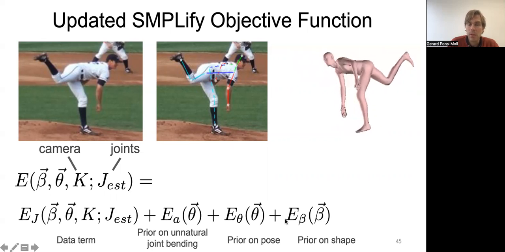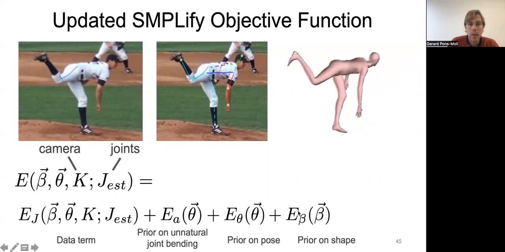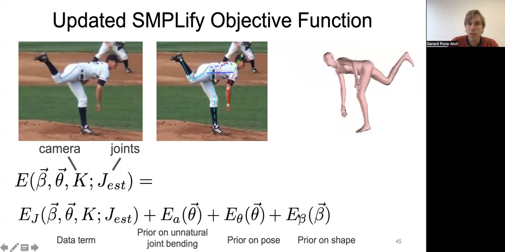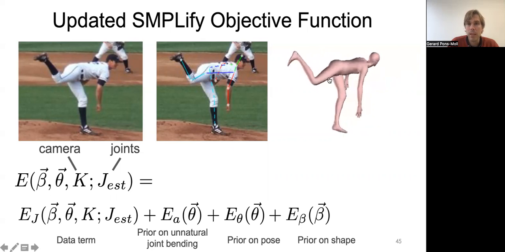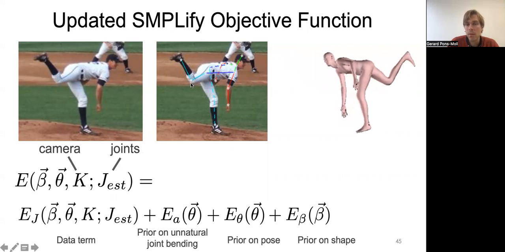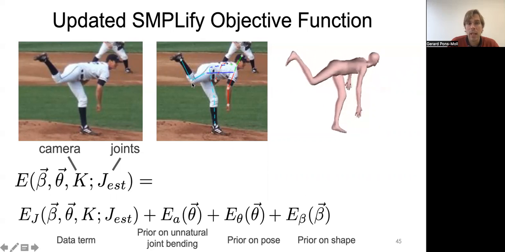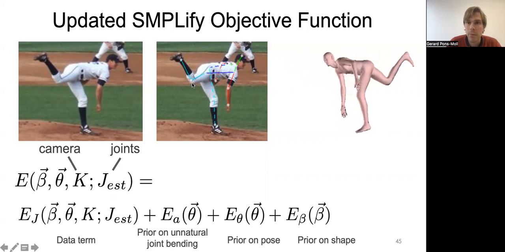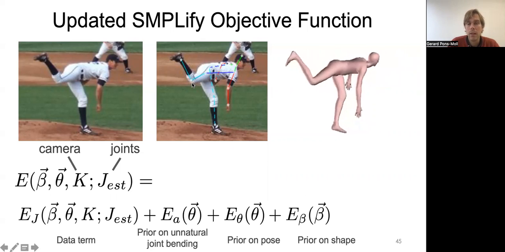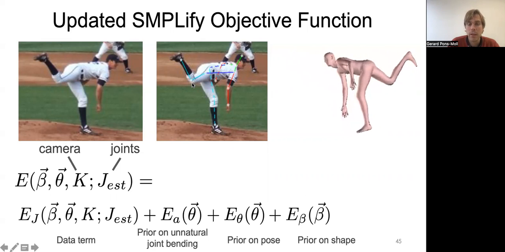Now, because of the SMPL model, one can optimize for the shape, and this will adapt better to the observations in the image than these models that were based on, for example, quadrics or cylinders, right?